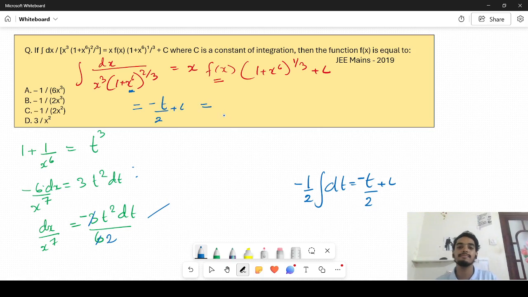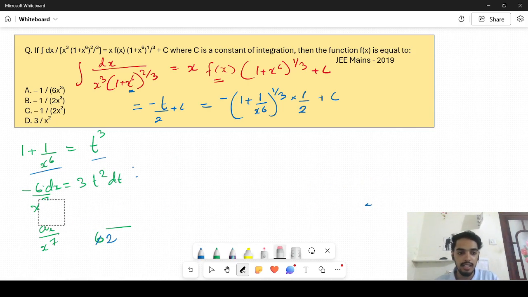Students, what do you mean by t? 1 plus 1 by x power 6 is t cube. So t will be the cube root, or we can write whole power 1 by 3, right? So it will be 1 plus 1 by x power 6 whole power 1 by 3, with minus into 1 by 2 plus c. Very simple, right? Now, please check this, guys.